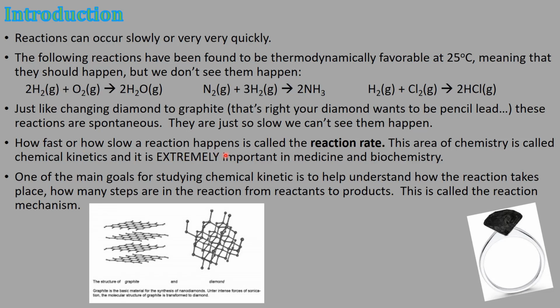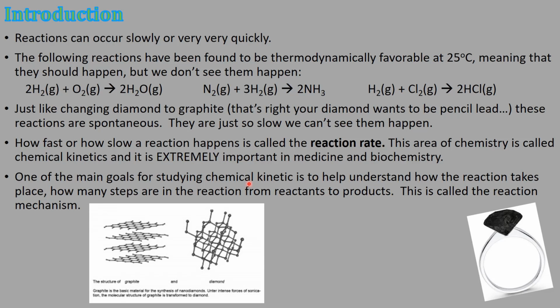How fast or how slow a reaction happens is called the rate of the reaction. This area of chemistry is called kinetics, and it's extremely important in medicine and biochemistry. In really any form of chemistry, we're looking for reactions that happen at a reasonable rate. Otherwise, there's no reason to perform that reaction at all. There are lots of other areas of chemistry that use kinetics experimentally to determine if a reaction is worth the time it takes to perform it.